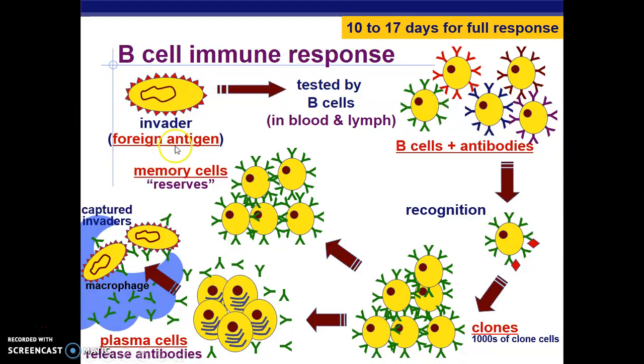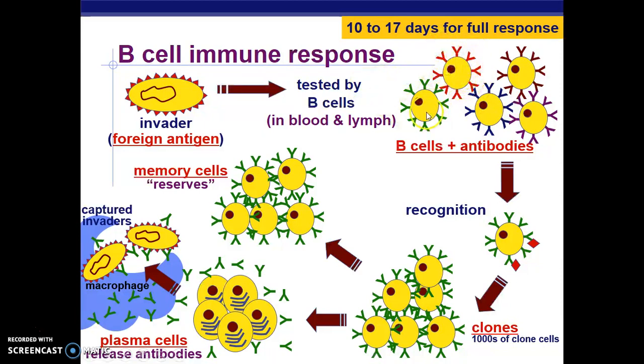So if we look here, we have the foreign pathogen that has entered the body. On the cell surface of this foreign pathogen are these red triangles, and those red triangles are the antigen. Over here we have a population of B cells, each displaying their own antibody. In the beginning, there are not that many B cells that have the green antibody. There are not that many that have the red.